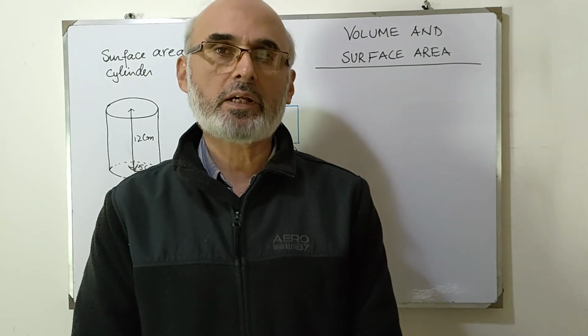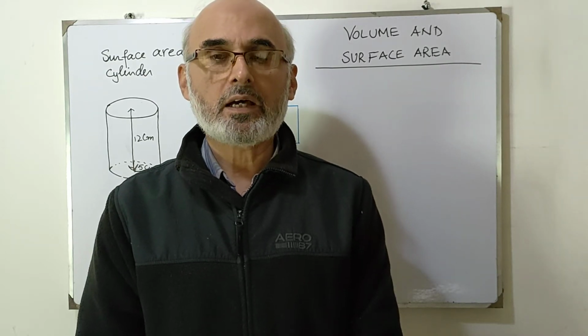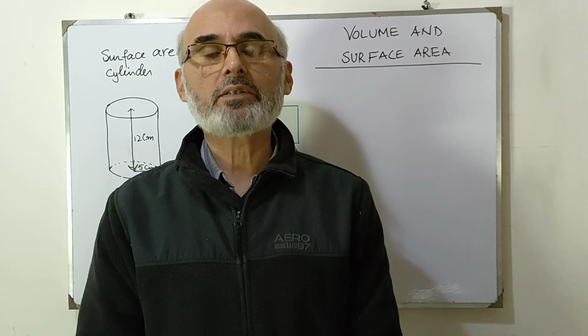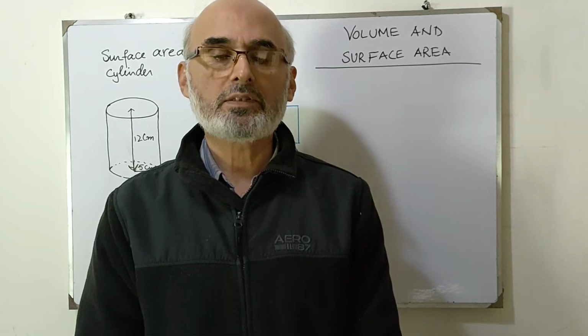In the last session, we calculated the volume of a cylinder. So let's continue with that cylinder, and now we have to calculate the surface area of a closed cylinder.